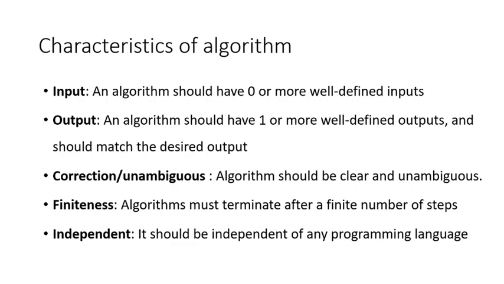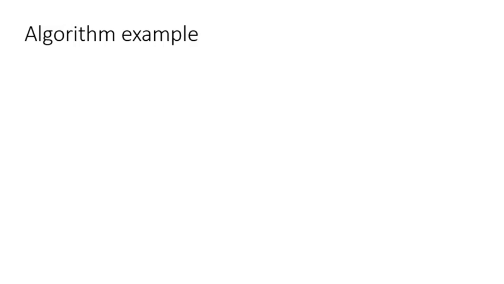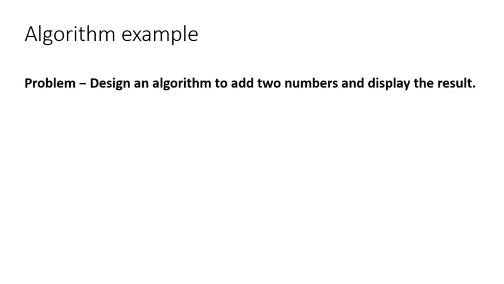And correctness means when I am doing addition, I should go with the addition only, and a finite number of steps. Yes, after finishing the addition it will stop, and whatever algorithm we are writing can be implemented in any programming language. So these are the characteristics. Now I will show you the example.